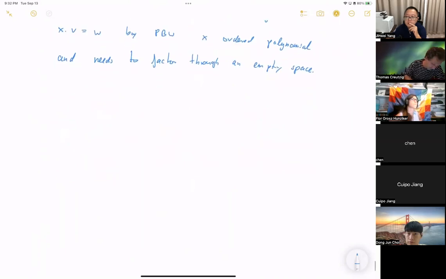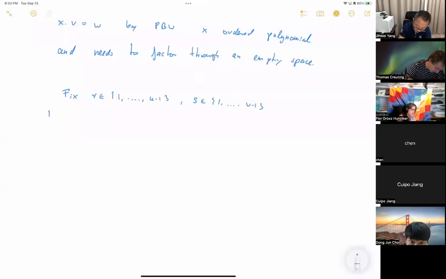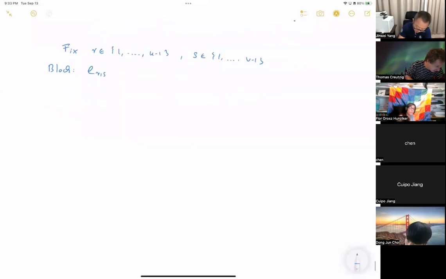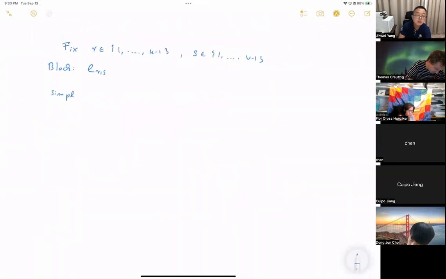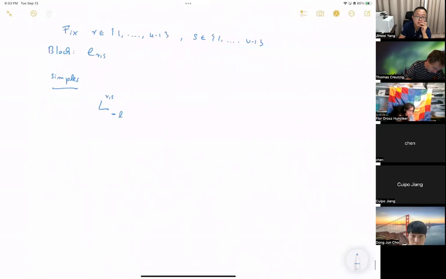So let me maybe explain this further. Now we fix an R in our allowed set of labels, and the same thing for S. And then it turns out we have a single block that I will denote C_{R,S} corresponding to this label. And this block has the following objects. It has simple objects, which I will denote. I'll keep for the moment a superscript denoting these labels, because I don't want to write so much.